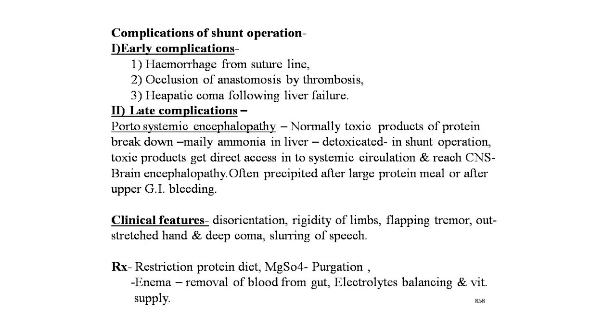Normally toxic products of protein breakdown, mainly ammonia, are detoxicated in the liver. In shunt operation, toxic products get direct access into the systemic circulation and reach the central nervous system, causing encephalopathy, often precipitated after a large protein meal or after upper GI bleeding. Clinical features: disorientation, rigidity of limbs, flapping tremors of outstretched hands, slurring of speech, and deep coma.